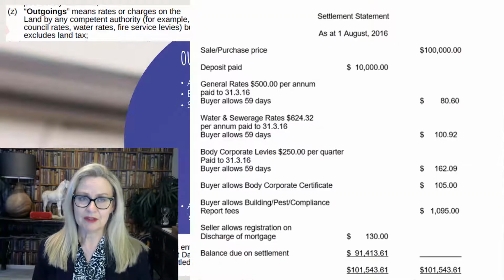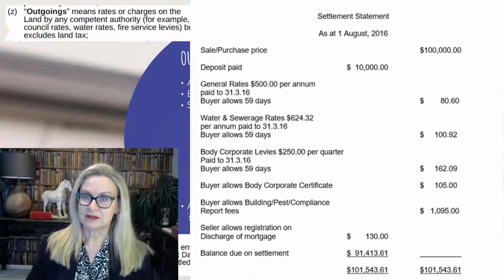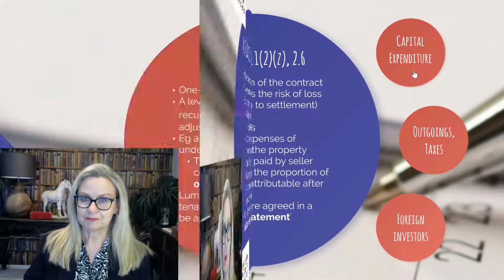And how does that all happen? The buyer and the seller agree on one of these little nifty settlement statements where all of the adjustments are made to the outgoings as required, and then the monies are set off at settlement.